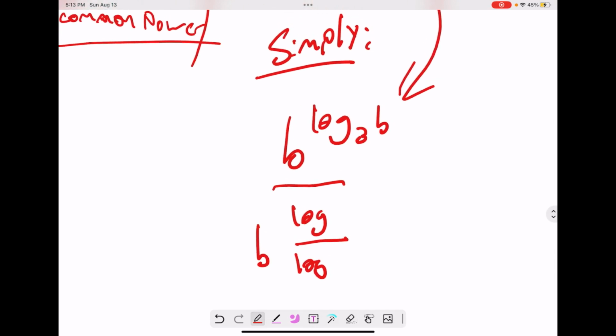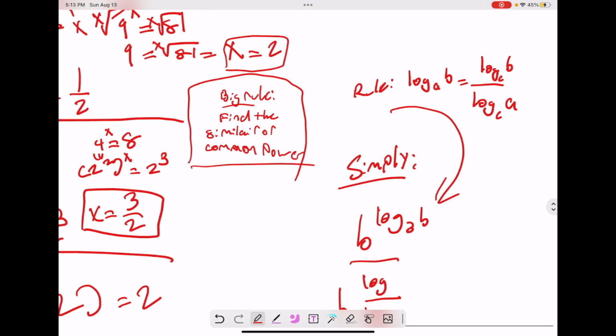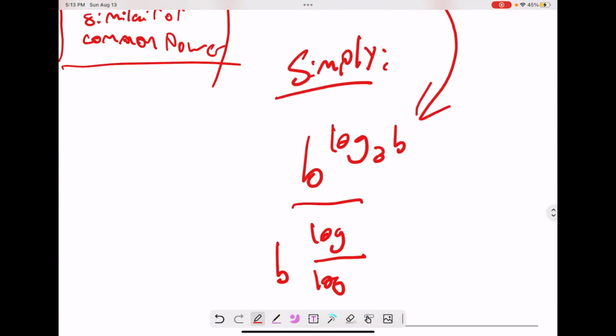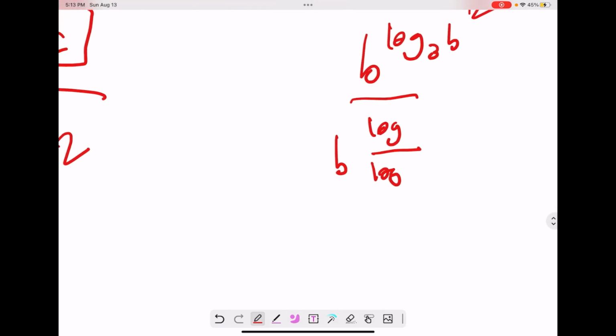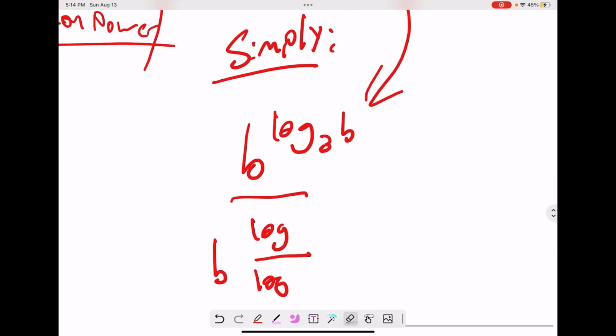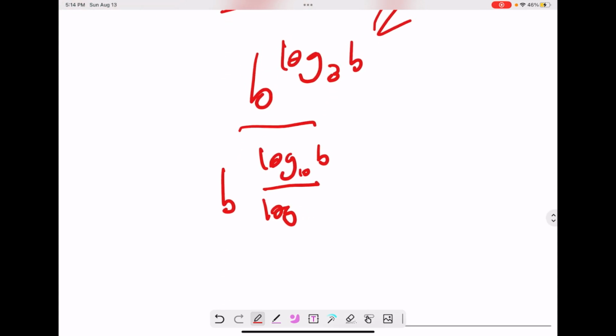Whenever this happens, we're just going to create a separate one, and usually it's log 10. Another rule is that usually when you have just, let's say, log of x, it's going to be equal to log 10 of x. That's usually the common log base if you don't have a specific log base. So applying the rule now, we get log 10 of b over log 10 of 3.